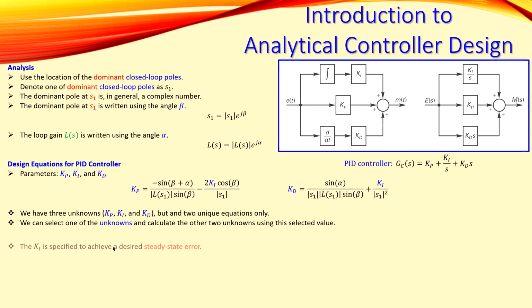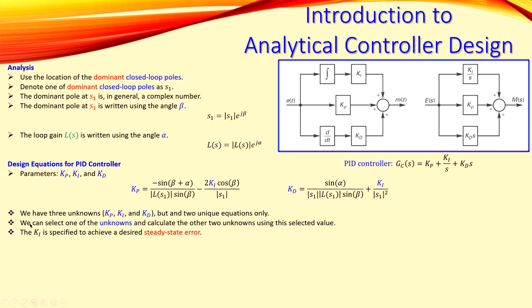Most of the time we will select Ki, specified to achieve a desired steady state error. So if we need, for example, a steady state error of 0, then Ki can be taken as some number, not too small, because that will of course make the response very slow. If you take it too large, maybe the other parameters will be too large or too small, which will not be practical.